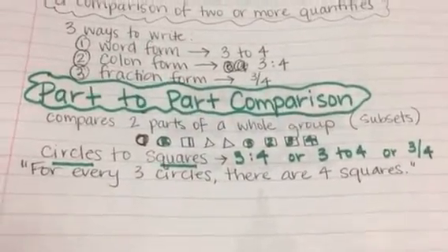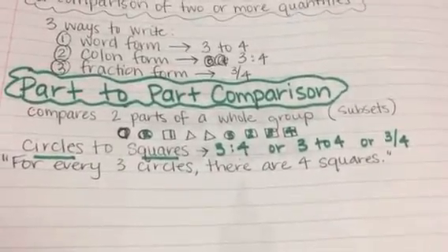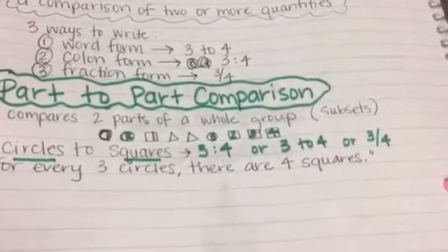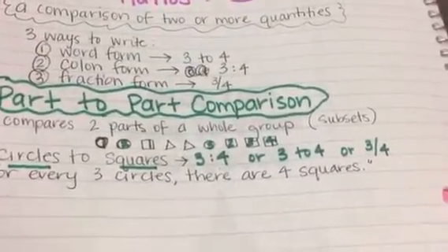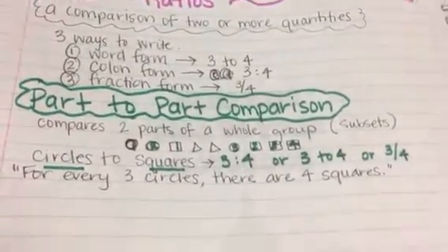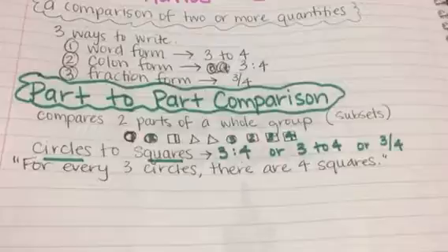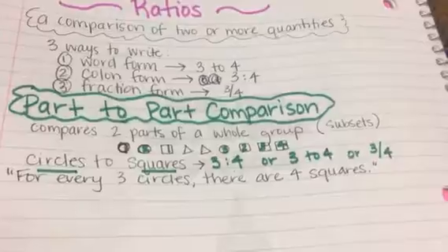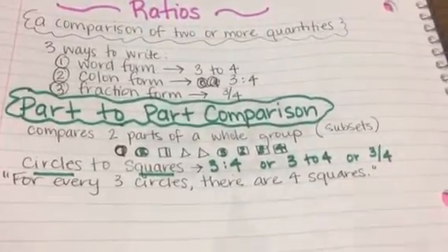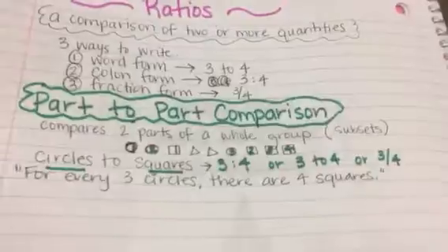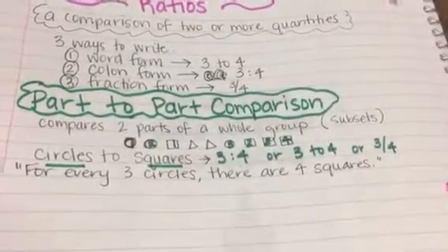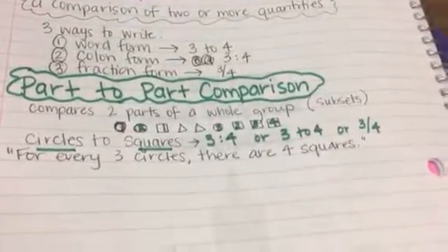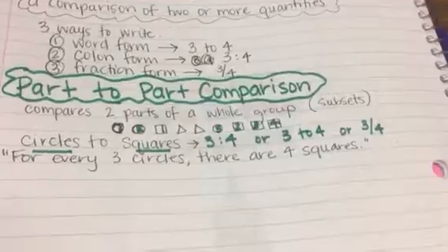Some really good examples of part-to-part comparisons would be a comparison of the number of red gumballs to the number of purple gumballs, or the number of pennies in your pocket to the number of dimes in your pocket. The number of Hershey's Kisses versus the number of Reese's Pieces, because both of those are types of candy. I'm comparing one part to another part. Boys versus girls would be a part-to-part comparison because we're talking about the students in my class. So all of those are part-to-part.